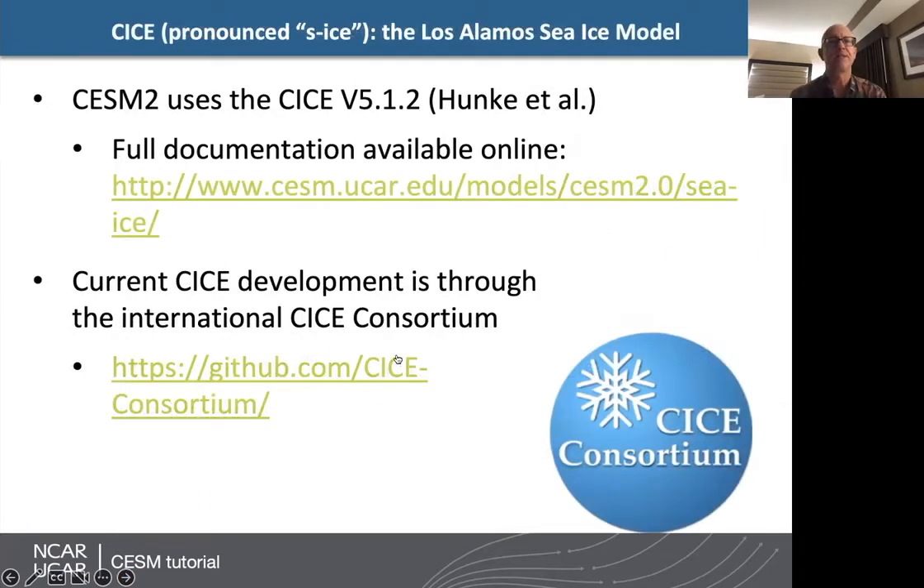So currently CESM2 is using CICE version 5.1.2. This has traditionally been known as the Los Alamos sea ice model. And in CESM3, we'll be moving to a newer version of the Los Alamos sea ice model. But now this is developed and maintained via a CICE consortium, and many institutions and groups internationally are all collaborating together to help forward the development of this new model. And so it'll be CICE version 6, basically coming in CESM3.